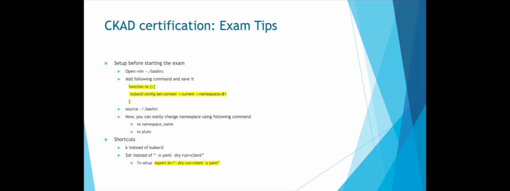And another tip is to set up before starting the exam. So personally, what I suggest is when you start the exam, go to the terminal and add some commands on the bashrc. So for me, I added this function NS, where I have added the kubectl config set-context command. So this basically helps us to change the namespace easily, right? So if you add this command, you can try it in your system as well.